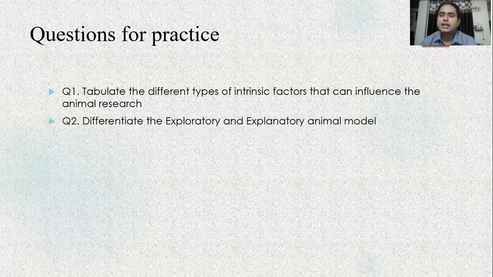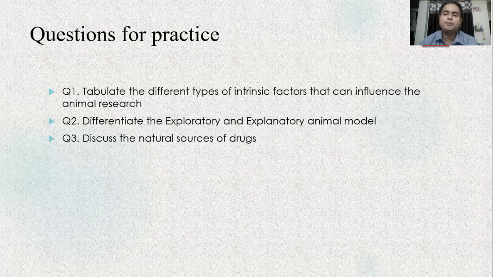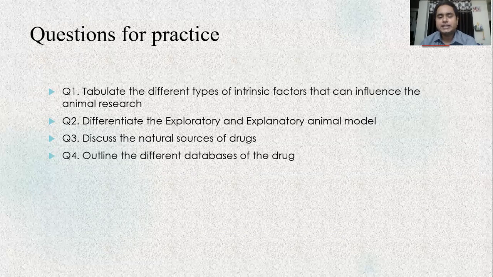In question 2, you should differentiate the explanatory and exploratory animal models. Question 3 is to discuss the natural sources of drugs. This is an easy question, and you can practice it at home. The fourth question is to outline the different databases of drugs. I have not covered the different databases of drugs in this lecture, but you have to do it at home.